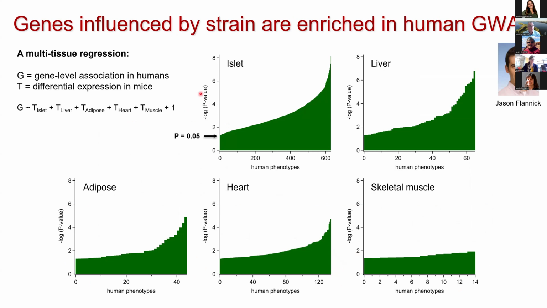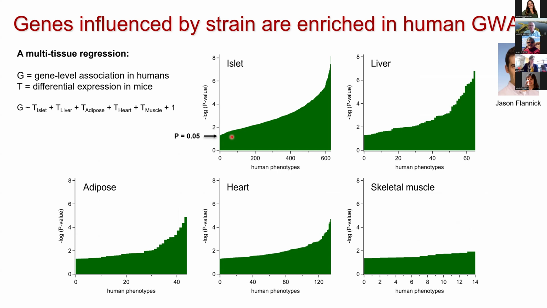I was doing this manually, and then I worked with Jason to do it in a more systematic way, where he performed a multi-tissue regression to ask if genes that have a strong influence of strain background in our mouse study show enrichment for phenotypes in human GWAS. What I'm showing you here in each of these panels is the result of that regression. And it's p-value adjusted, so I'm only showing you significant human phenotypes that are associated with genes in the mice that have a strong influence of genetic background.